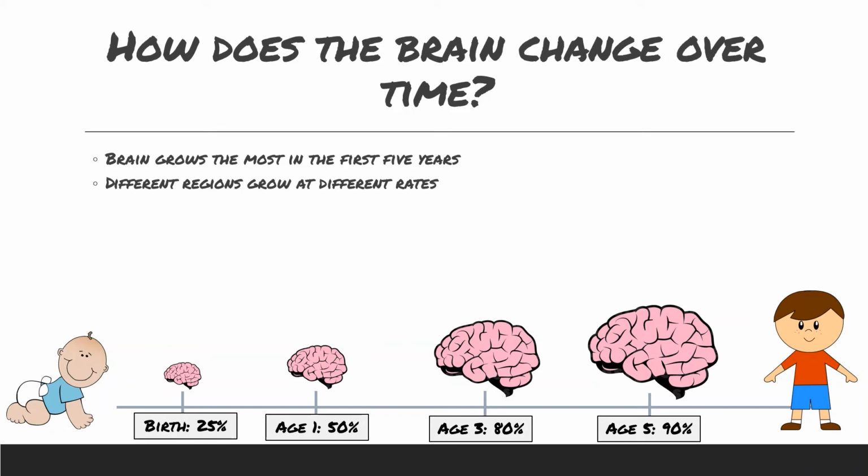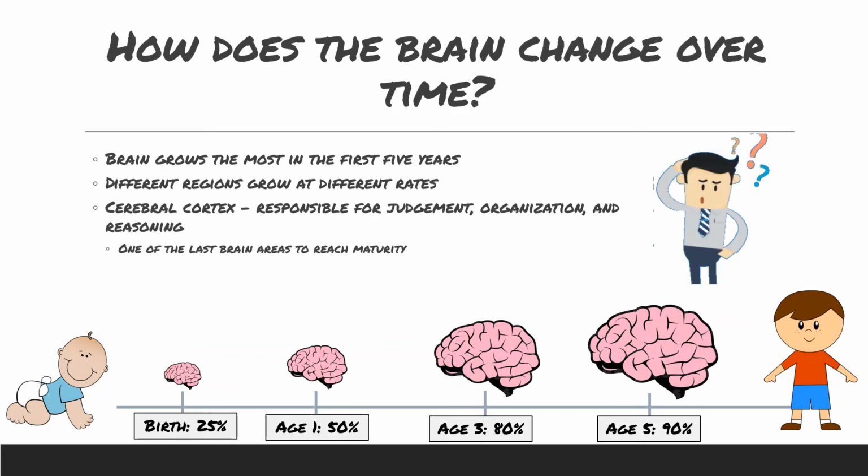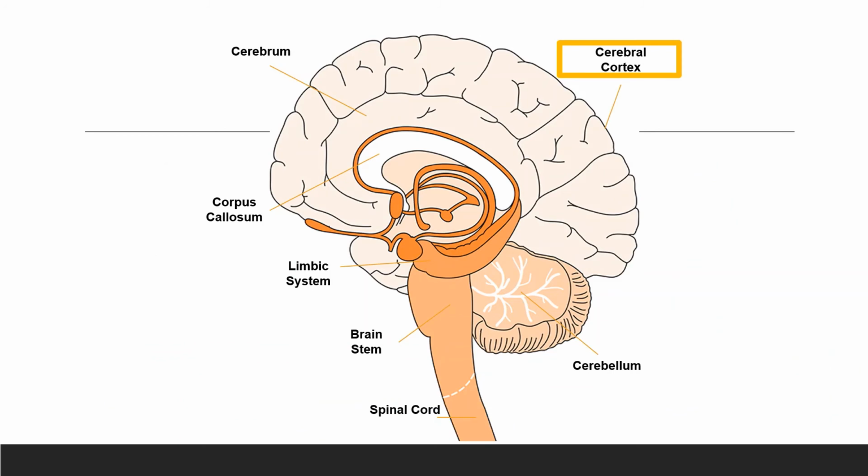One of the last brain regions that we develop is the cerebral cortex. Fully developed at the age of 25, the cerebral cortex helps you with judgment, organization, and reasoning skills. You may notice that these skills improve as you get older, and maybe that's why people commonly assume that older people are more mature than younger people. But I know that all of us kids think otherwise. And as you can see in this diagram, the cerebral cortex is located on the outermost part of the brain.